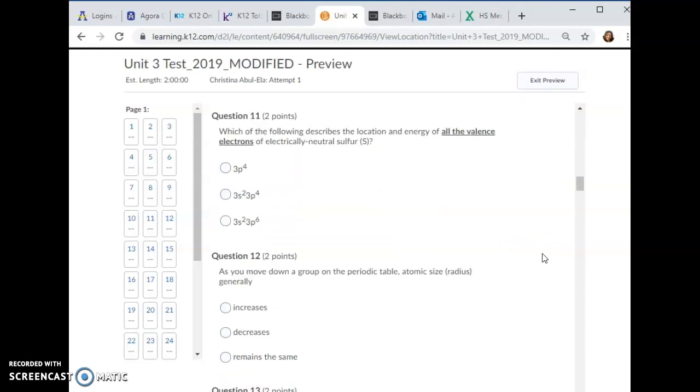Question 11. Which of the following describes the location and energy of all the valence electrons of an electrically neutral atom of sulfur? 3p4, 3s2 3p4, 3s2 3p6.